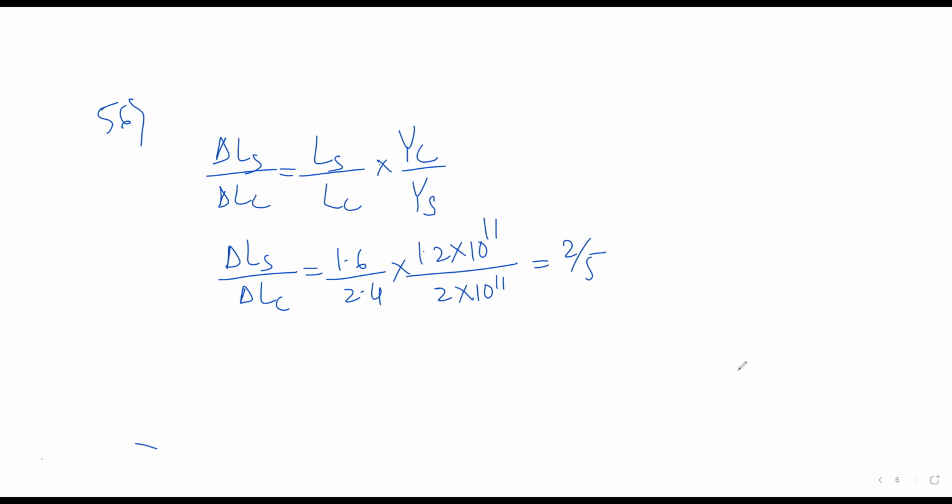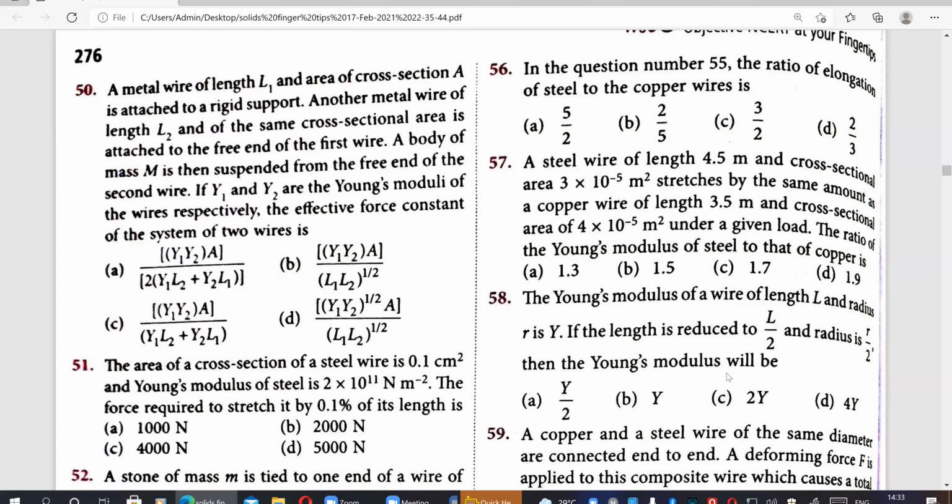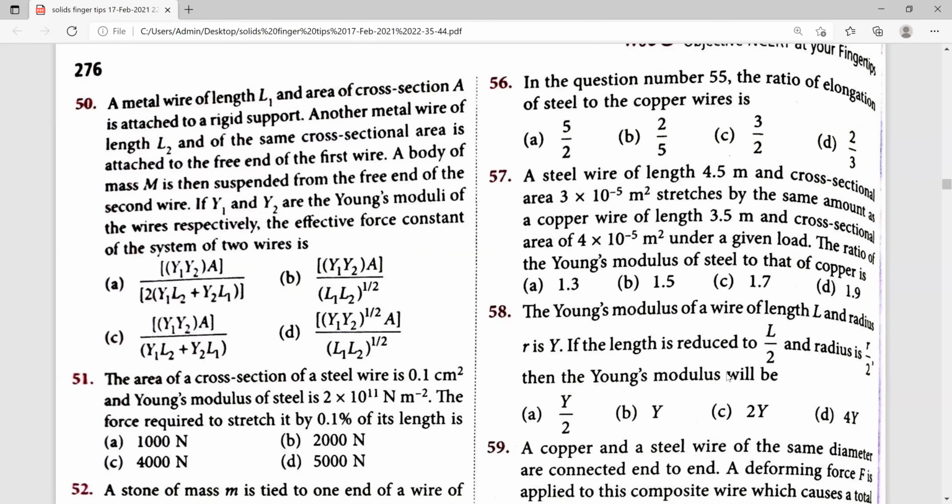So according to this, which one is the right answer? Can you guess? For the 56th one, the right answer is B one.